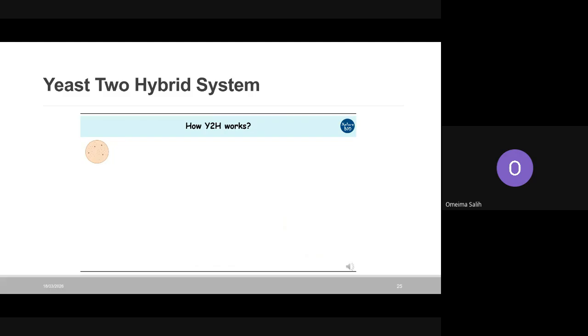Now what happens inside the transformed cells? The product of the first plasmid, that is fused BD and bait, comes and binds to the upstream activation sequence. Now if the second target protein, prey, interacts with the first protein, then the BD and AD fragments come in close proximity, leading to the recruitment of the transcription activation complex, which brings upon expression of the reporter gene.